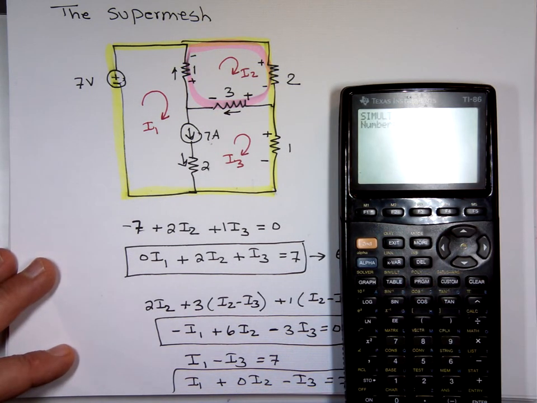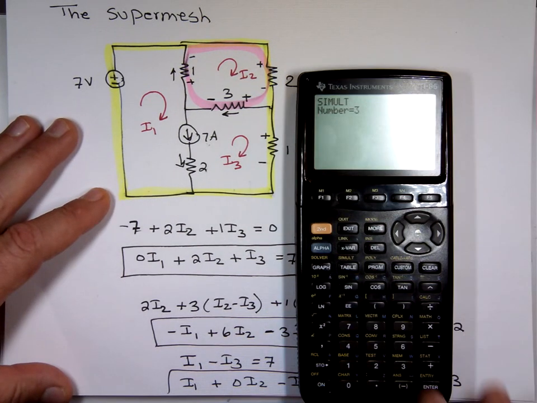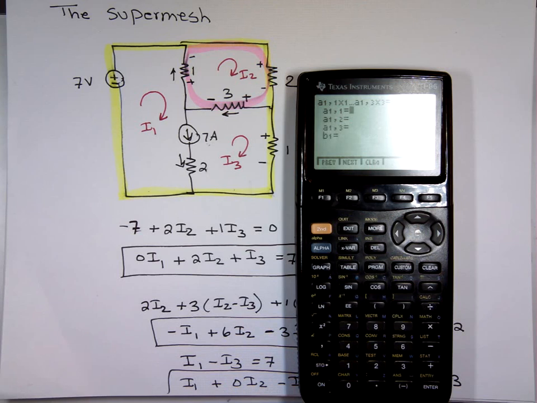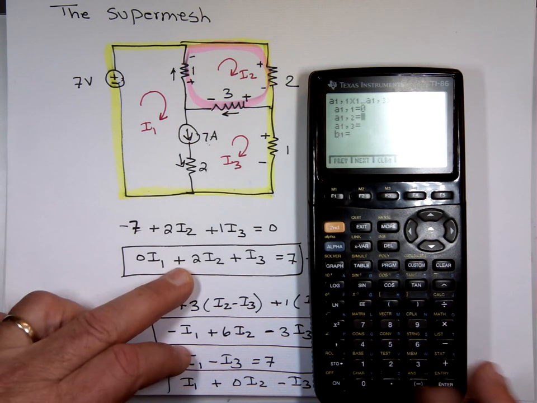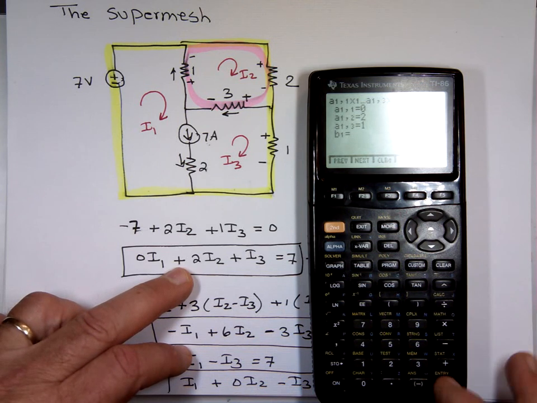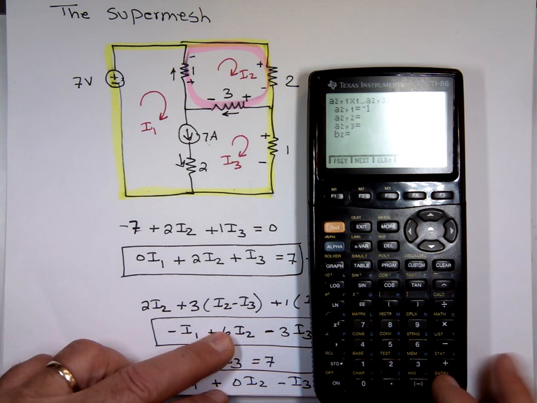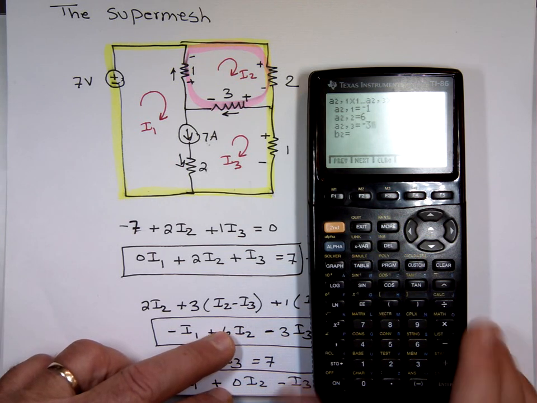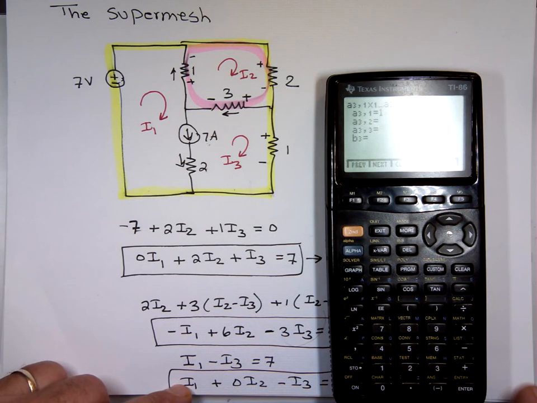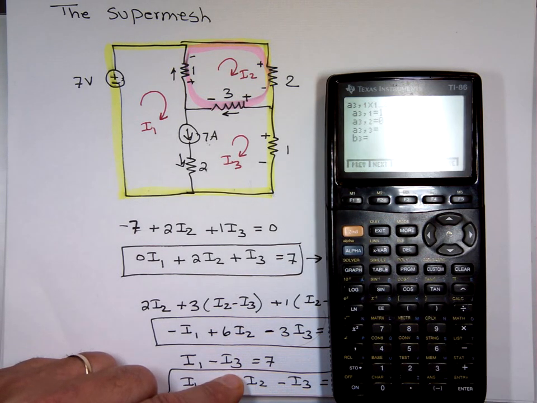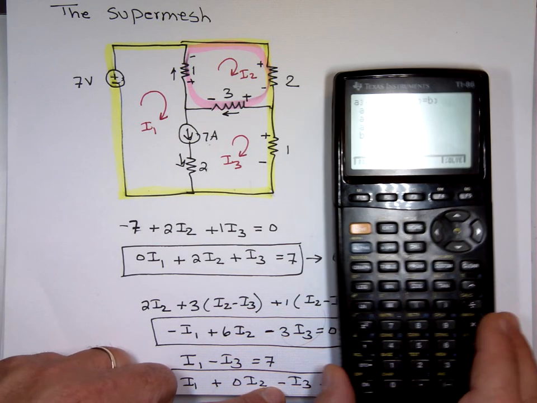Simultaneous, 3 equations. I'm going to put the values in for the first one, which is 0, 2, 1, 7. Second one: negative 1, 6, negative 3, 0. The last one: 1, 0, negative 1, and 7, right?